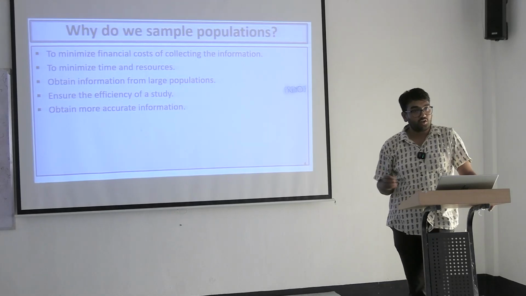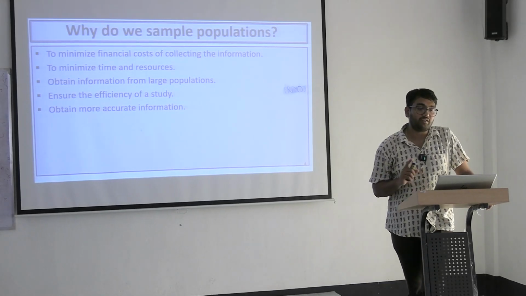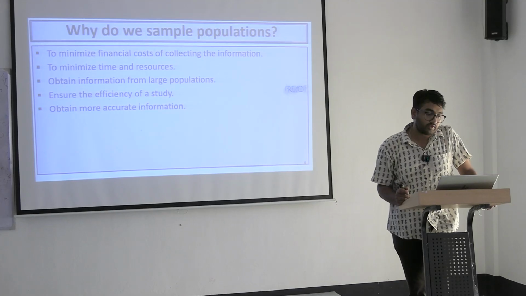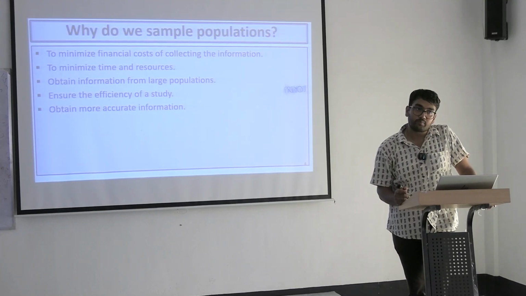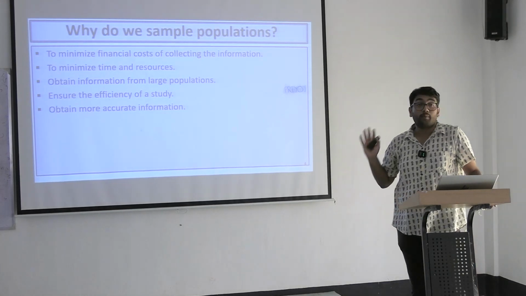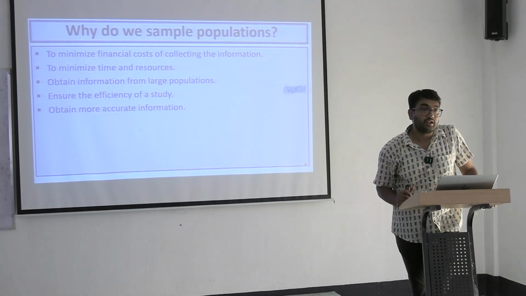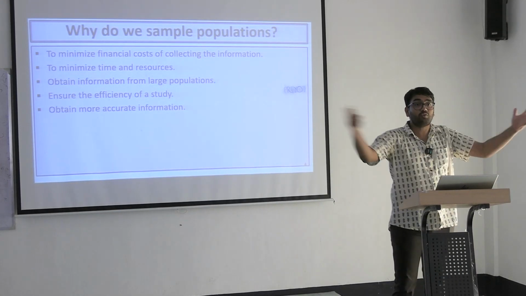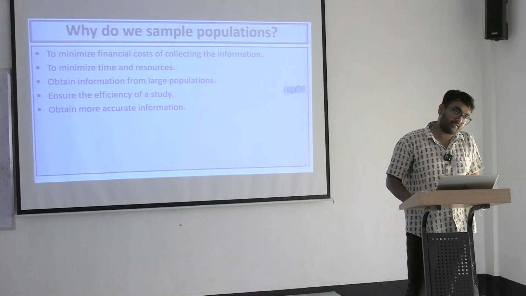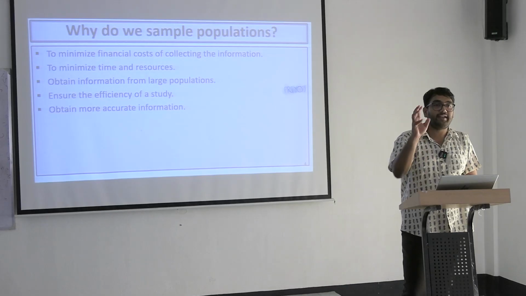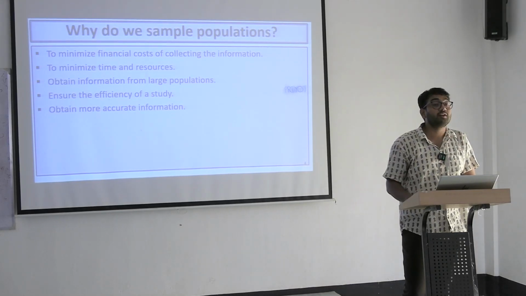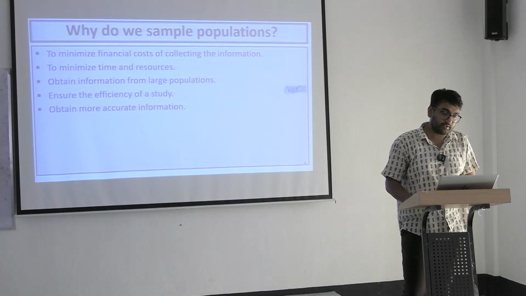Why do we sample? We have already discussed this. We sample to minimize financial costs of collecting information, to minimize time and resources, to obtain information from large populations, to ensure efficiency, and to obtain more accurate information. Because if we try to cover everyone, then the amount of time we can spend with each one becomes less. So we will rather go in depth with a sample than collect superficial data of everyone, isn't it?